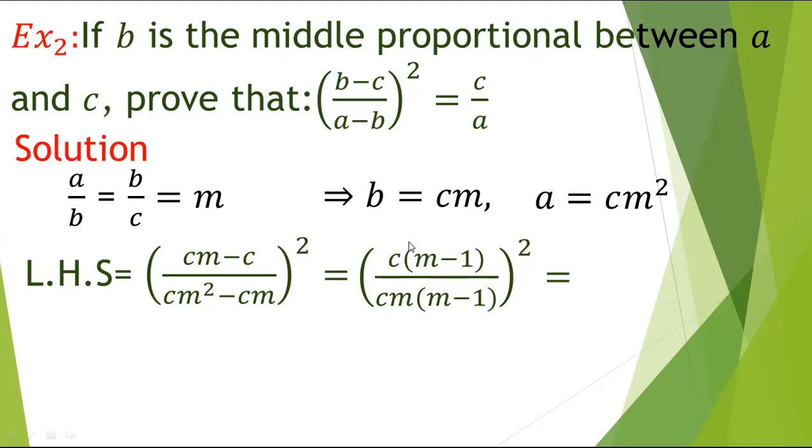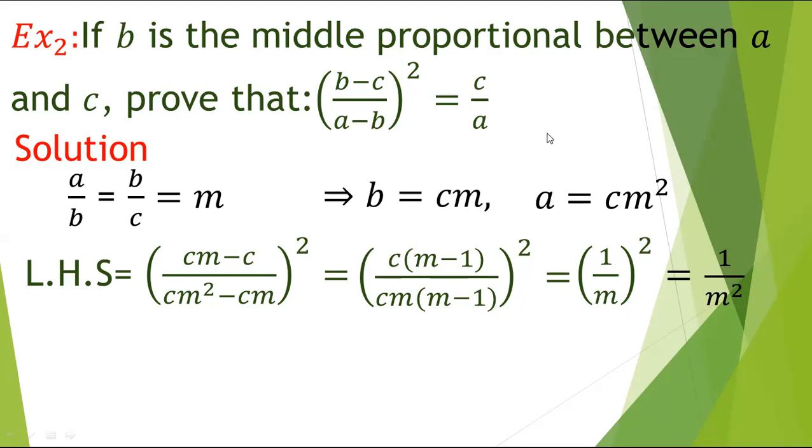Then the remainder, I cancel C up and C down. The remainder will be 1 over M, all power 2, equals 1 power 2. Distribute the power over the division. Then 1 power 2 equals 1, and M power 2 stays M power 2. Then the final result is 1 over M power 2.